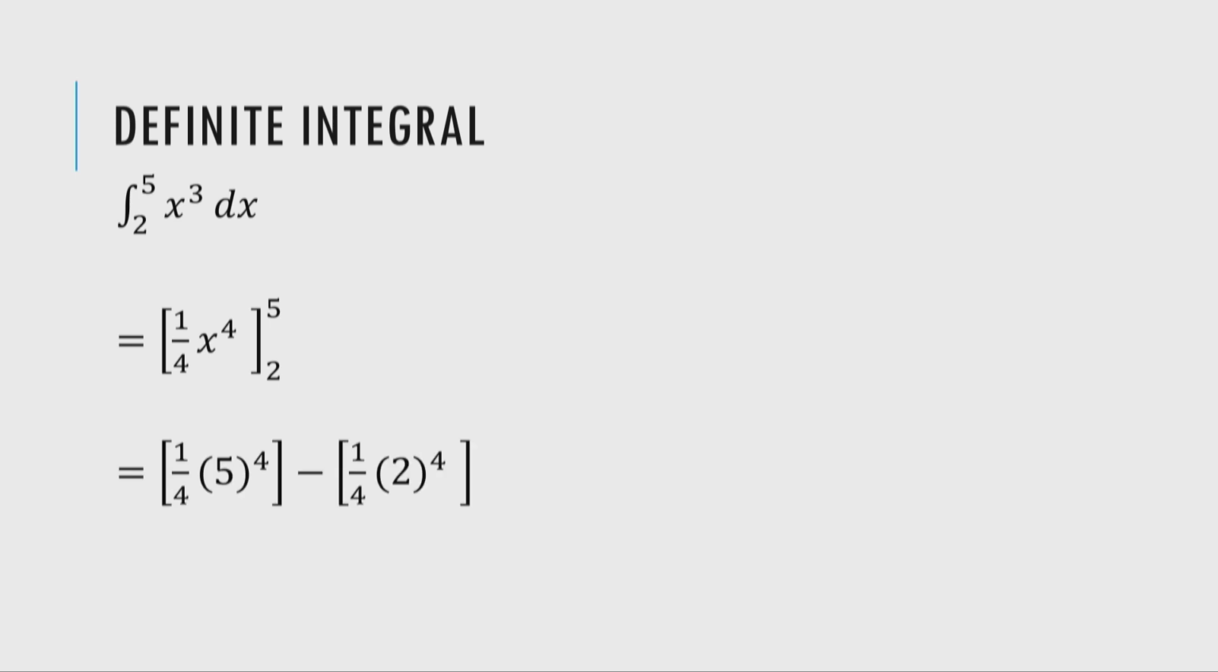Now we are going to substitute the limits by starting with the upper limit first and then subtract by substituting with the lower limit to obtain 1 over 4 times 5 to the power of 4 minus 1 over 4 times 2 to the power of 4. Evaluating this, we get 152 1 over 4.